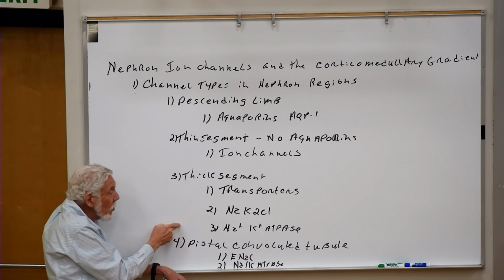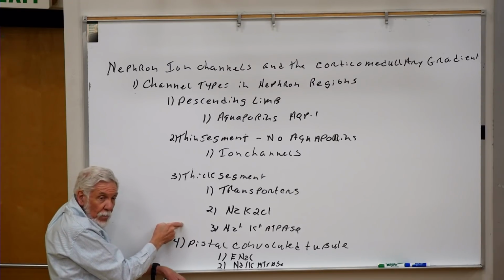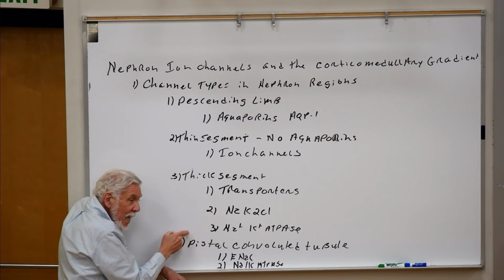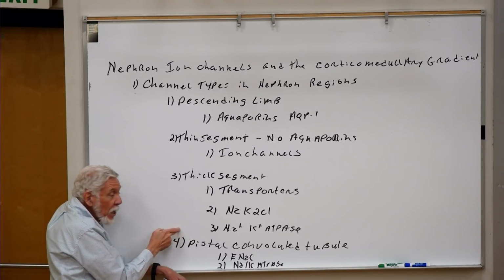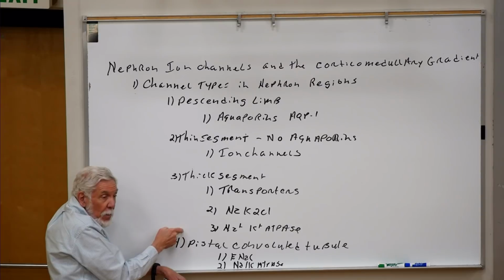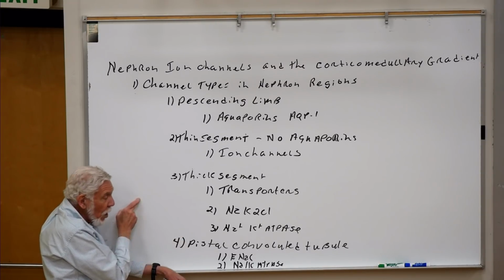Interstitial concentrations in the cortex are always around 300 milliosmoles. But then we'll find in the tube, because of the pumps and the transporters, we can get concentrations down around 50 millimolar sodium, 50 millimolar chloride, reaching the distal convoluted tubule.